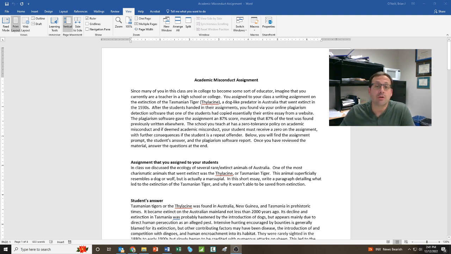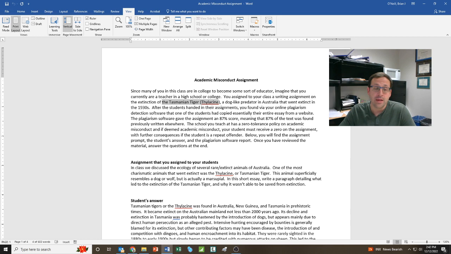Let's pretend that you're a high school or college teacher where you assigned a writing assignment on the Tasmanian tiger. It's this dog-like thing. It's actually a marsupial, but it's found in Australia and Tasmania. Well, it was found, but now it's extinct. So imagine that you lectured about this in your class, and then you had the students do a writing assignment on it.